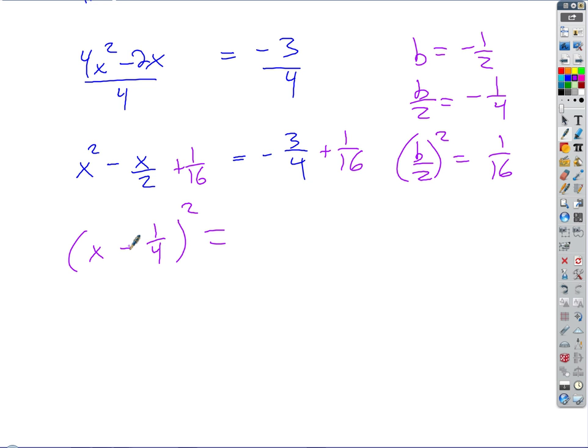What do we end up with on this side? How many 16ths is negative 3/4? Negative 12. So negative 12 16ths plus 1/16 is how many? Okay. And now we're all set. Now we have completed the square, and all we have to do is isolate x. So what's that look like?